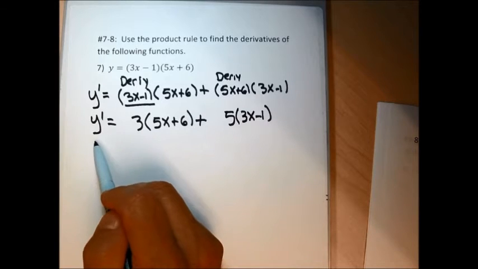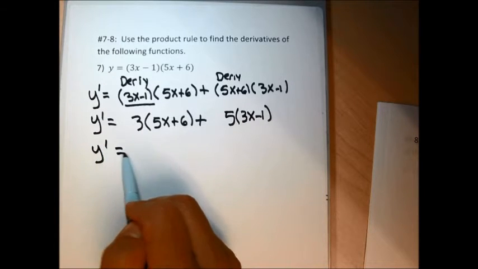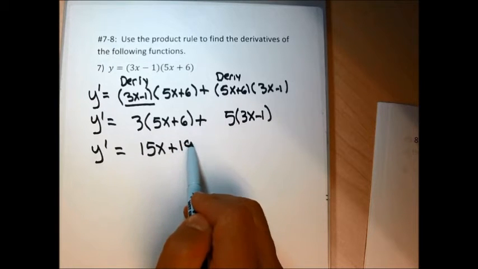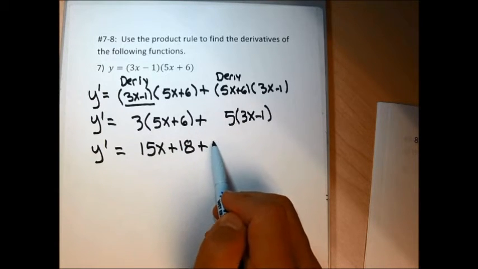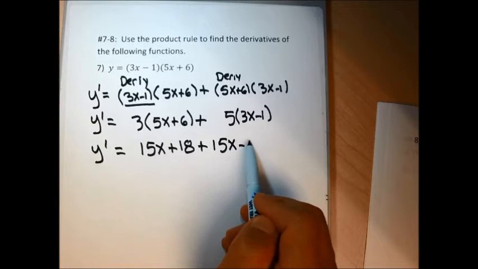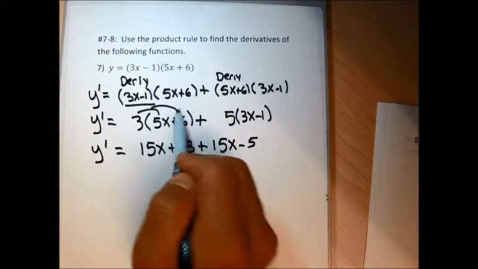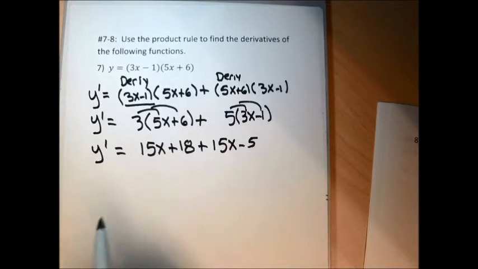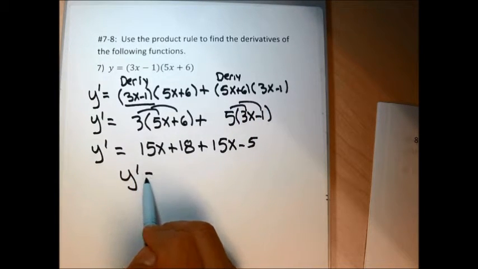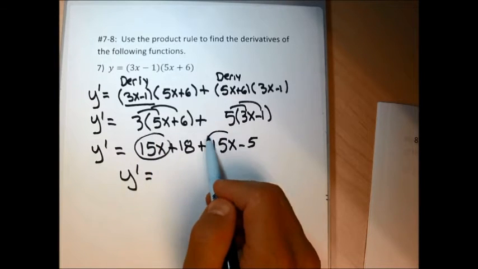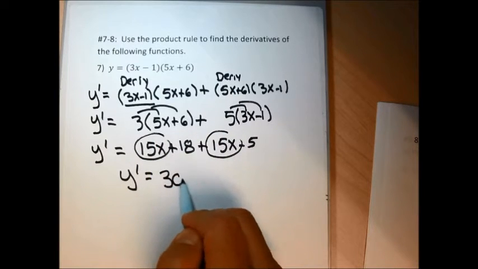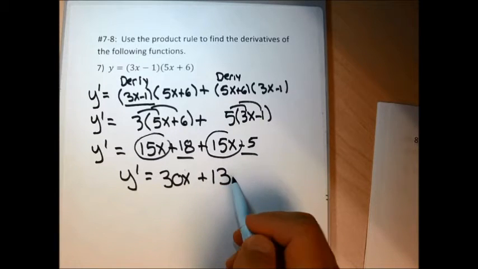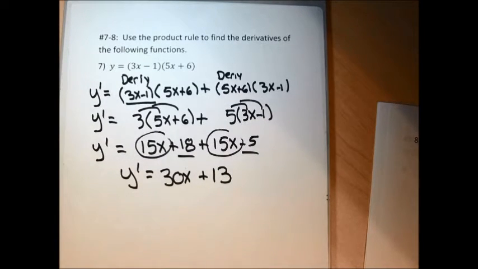When we were doing the product rule, we cleared the parentheses. So I'm going to clear these parentheses and get 15x plus 18 plus 15x minus 5. That's just multiplying the first parentheses by 3, second parentheses by 5. Now I'm going to combine like terms and stop. So I'm going to add up this 15x and that 15x and get 30x, and take this 18 and minus 5 and get plus 13. So the best answer for number 7 is y prime is 30x plus 13.